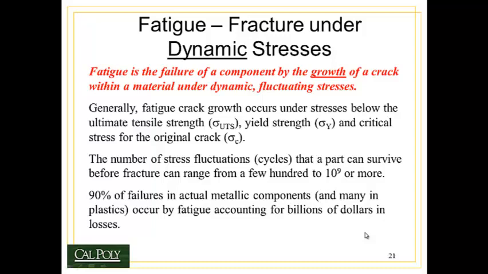can still occur unexpectedly. The number of stress fluctuations, or what we call cycles, that a part can survive before fracture can range from a few hundred to billions. Think of, for example, a paperclip. If you take a paperclip and bend it back and forth, eventually you'll snap it in half. It doesn't take very many cycles for this to happen. This is called low cycle fatigue.